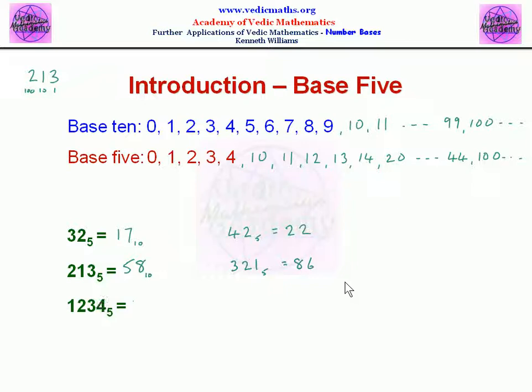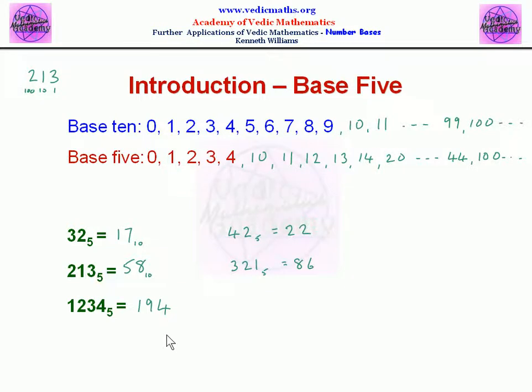Let's try a four-figure number. 1, 2, 3, 4 in base 5. Let's convert that to base 10. Use the same technique. We're going to multiply the 1 by 5 and add on the 2. Multiply the result by 5 and add on the 3. Multiply the result of that by 5 and add on the 4. And that's the answer. So 5 times 1 is 5 and 2 is 7. 7 times 5 is 35 and 3 is 38. 38 times 5 is 190 and 4 is 194.